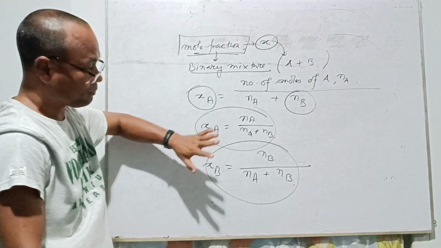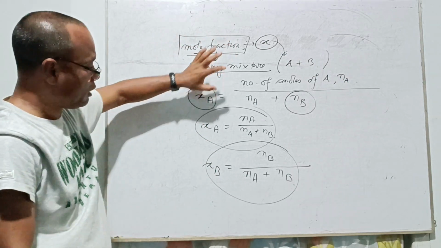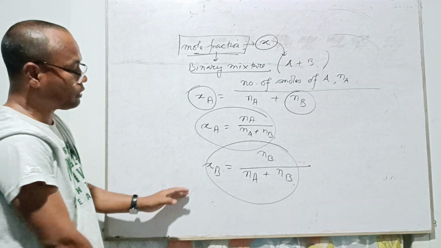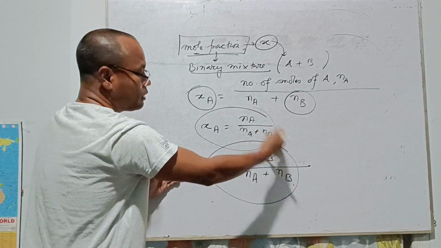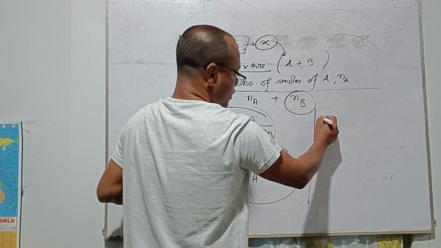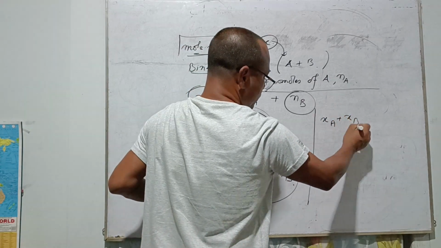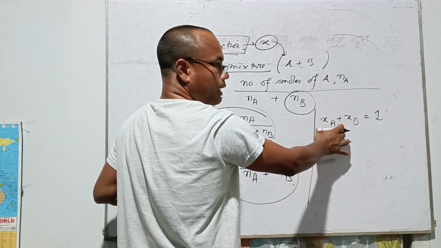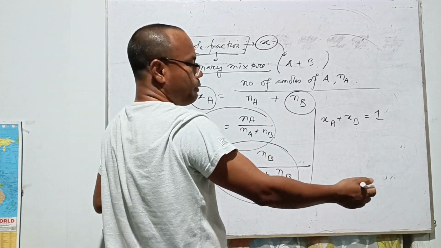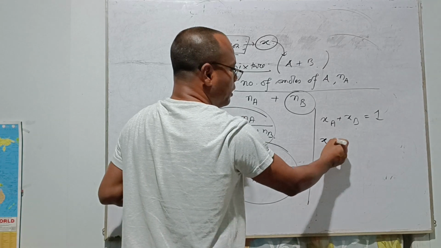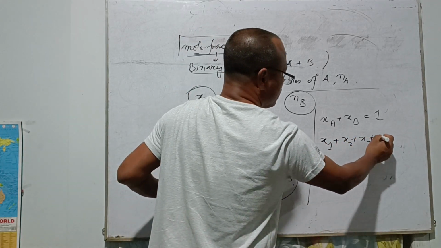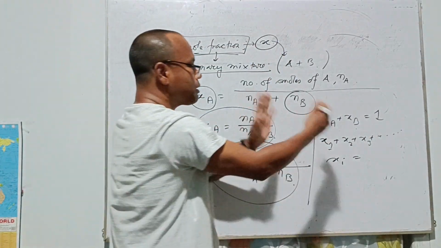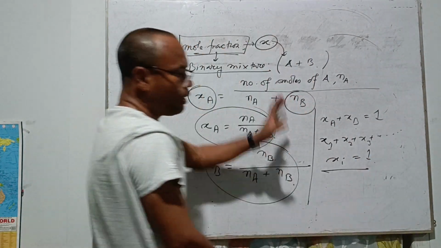For a binary mixture, if we calculate the mole fraction of component A, we don't need to calculate the mole fraction of component B using this formula, because the sum of the mole fractions, XA plus XB, is always equal to 1, and not only for a binary mixture. There may be any number of components: component 1, component 2, component 3, up to the i-th component. When we add all these mole fractions, the answer is always 1.